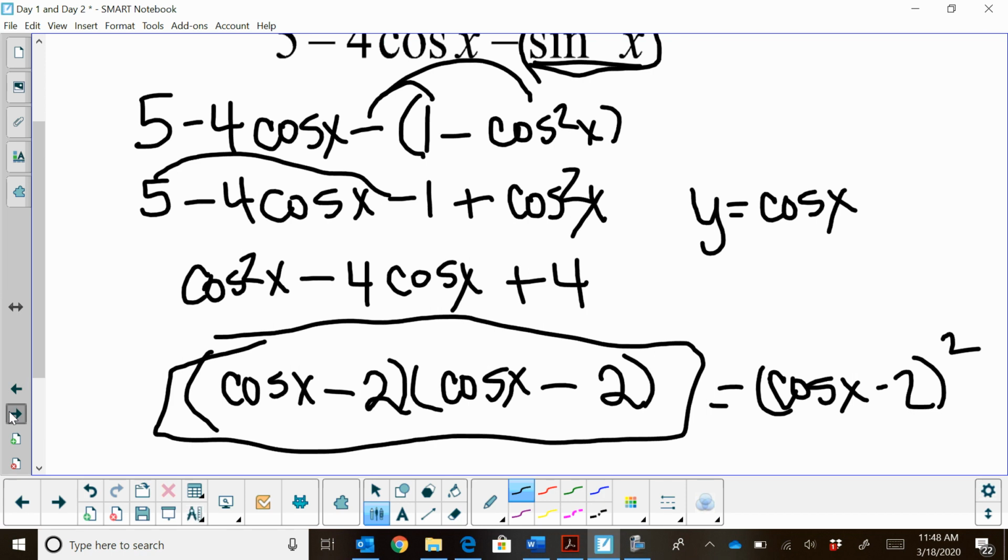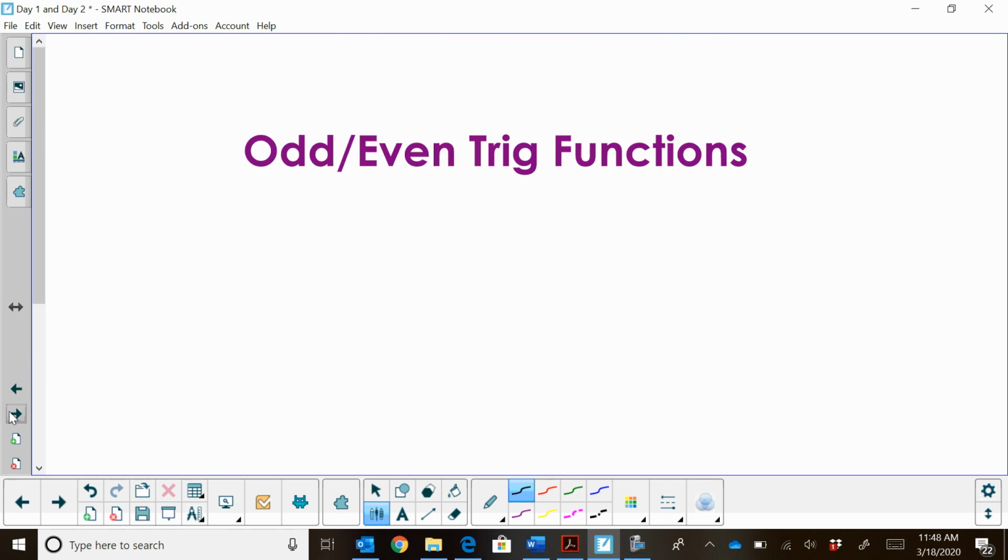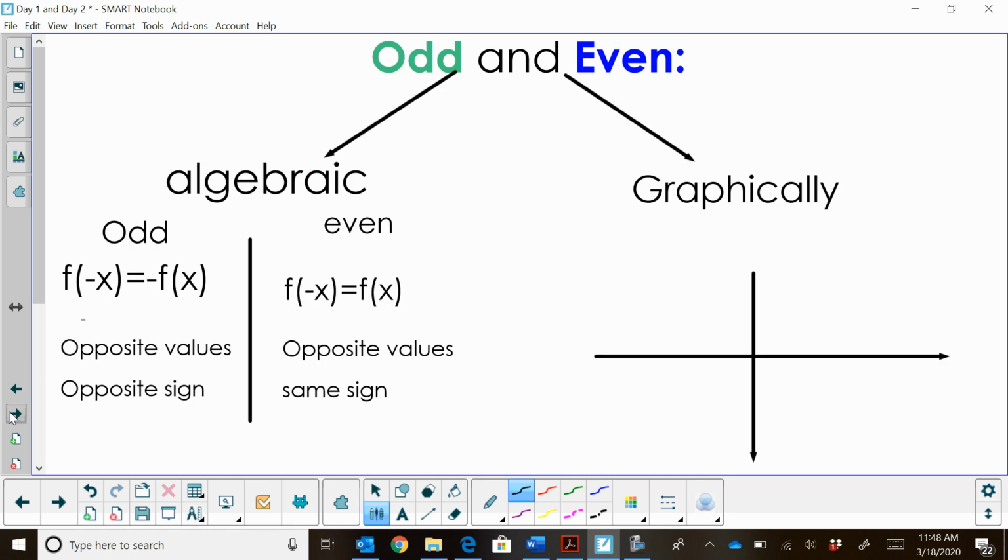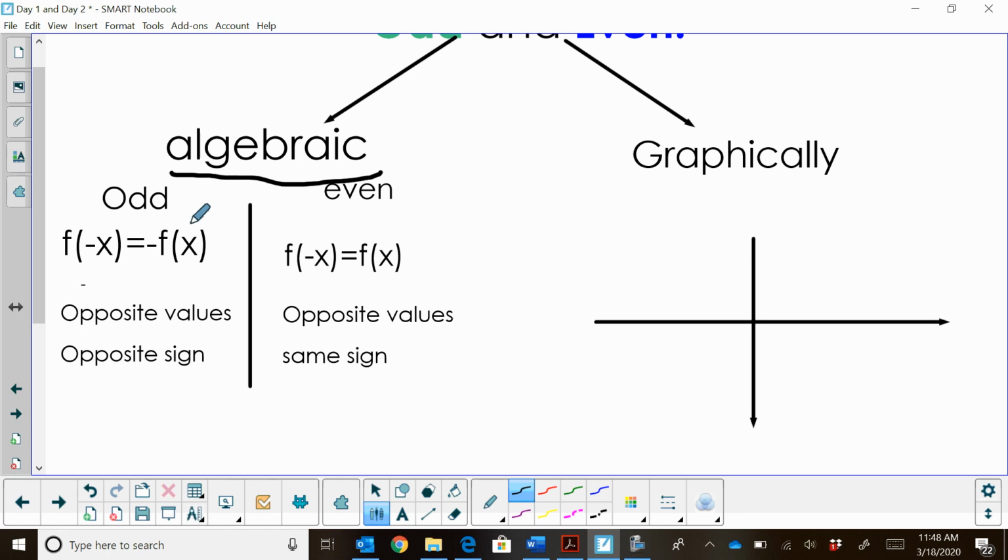Now, let's look at some odd-even functions. Odd-even functions we kind of have defined algebraically. So let's look at the algebraic representation and then the graphical representation. So algebraically, what are we doing with an odd function? Well, f of negative x is going to be equal to negative f of x. So if we plug in a negative value, we get out a negative value for the positive x.